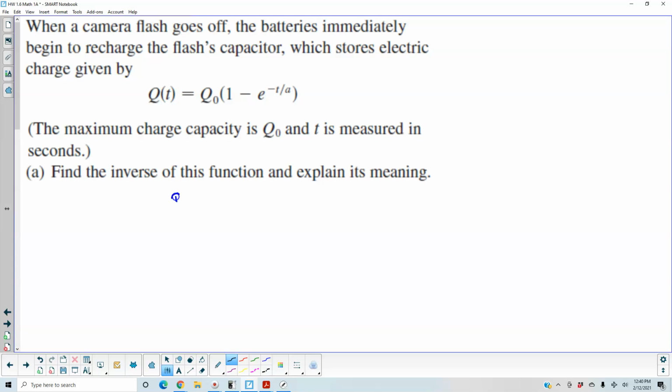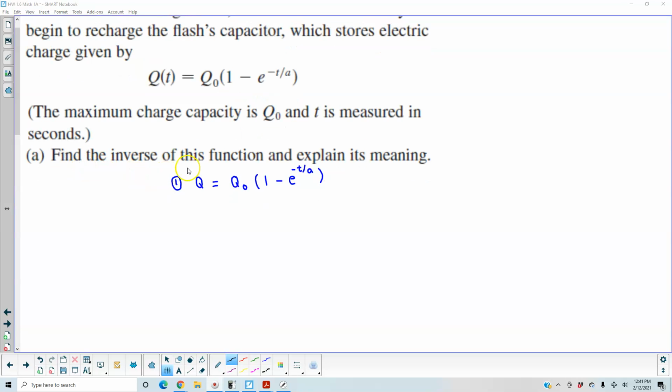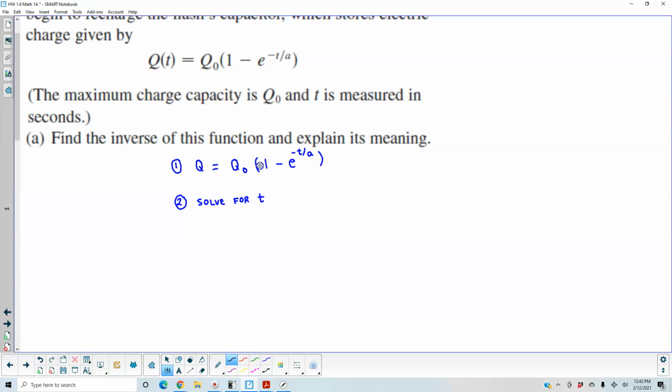So what we have is q, which is equal to q subscript 0 times 1 minus e to the negative t divided by a. So finding the inverse of this function is solving for t. We want to solve for t to find the inverse function, because currently we have q of t. We want to find t, which is the time that's needed. So we're going to look at this equation and now solve for t.